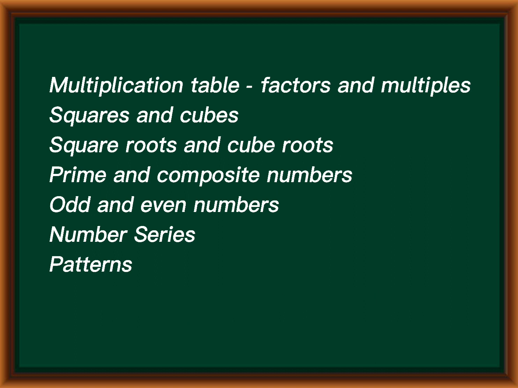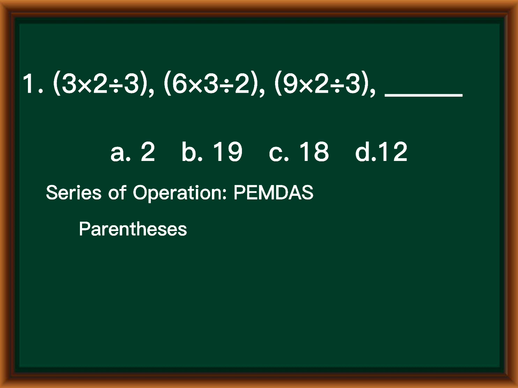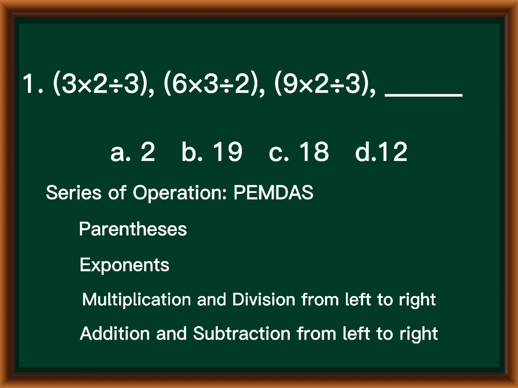Number series is a form in which particular numbers are present in a particular order and missing numbers are to be found. Nowadays, number series is a very important part of every exam. To start, number 1. 3 times 2 divided by 3, 6 times 3 divided by 2, 9 times 2 divided by 3. What's the next answer? This is a series of operations which is ruled by PEMDAS. Start evaluating those inside the parentheses, then the exponents, and multiplication and division from left to right, then addition and subtraction from left to right.